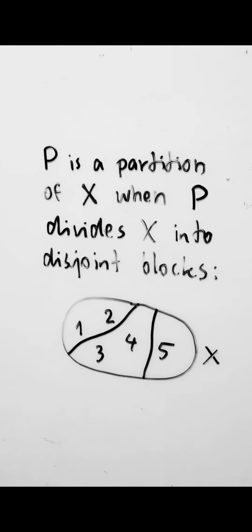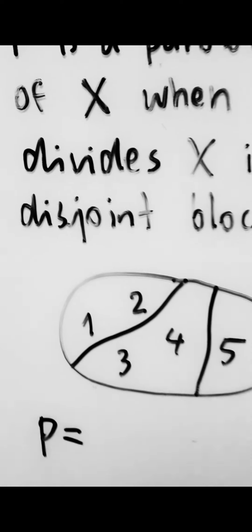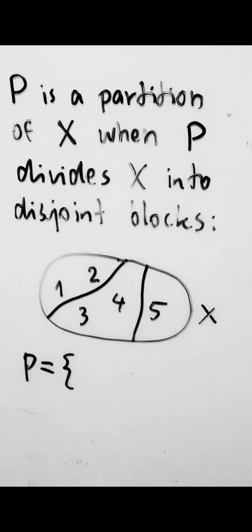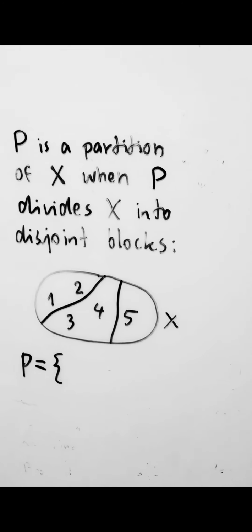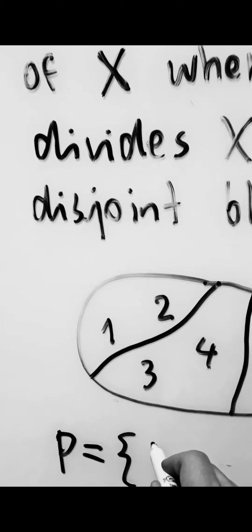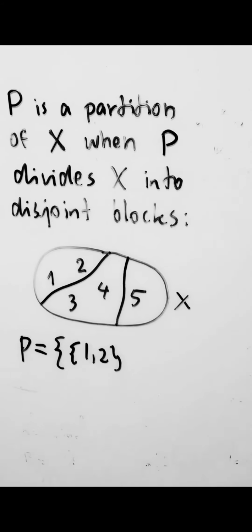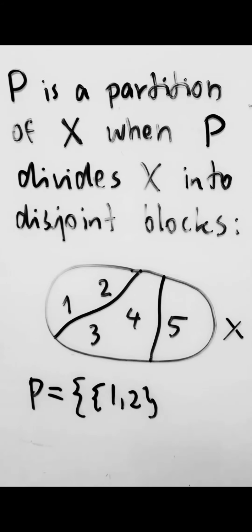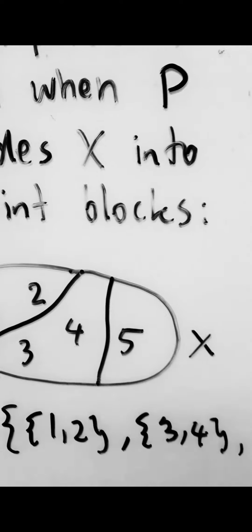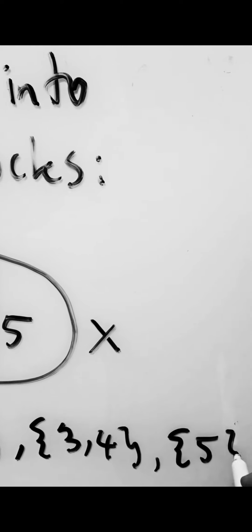In terms of the previous formal definition, this picture would be encoded as a set whose elements are the blocks, which we view as subsets of X. The first block over here would be a set that only has 2 elements, 1 and 2. The second block would have 3 and 4, and the third one will be a set having just one element, 5.